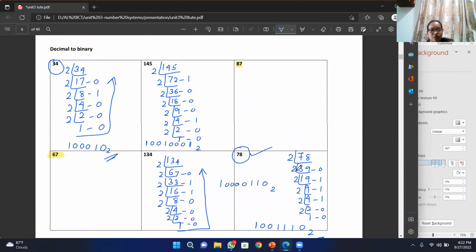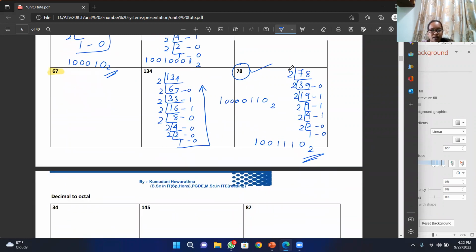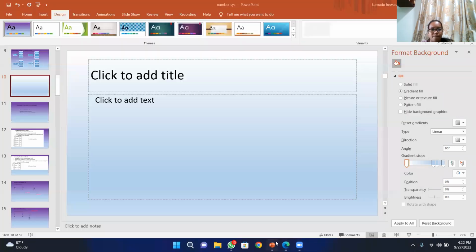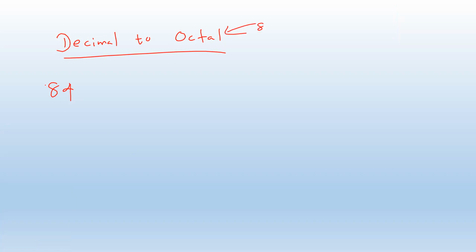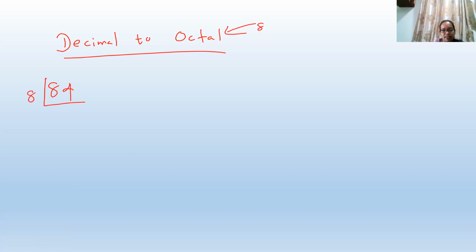Let's move on to the other type of conversion, the decimal to octal. Right. This group is very easy. The decimal conversions. Next one, decimal to octal. Right. Again, we'll take an example, 84 as the decimal value, right? So you have to convert this one into octal. Octal means what is the base? Teacher, 8. Yes. So you have to divide the given decimal number by 8, right?